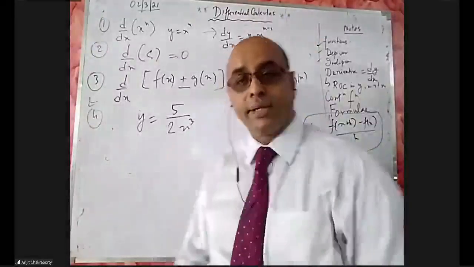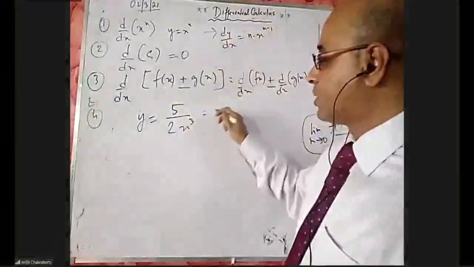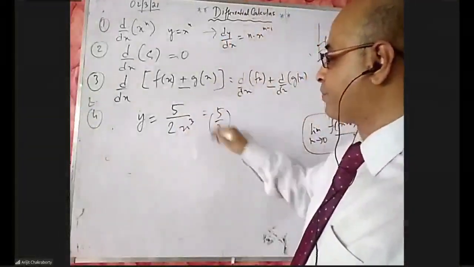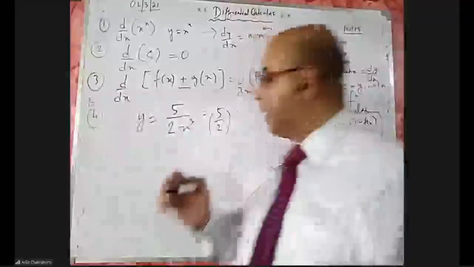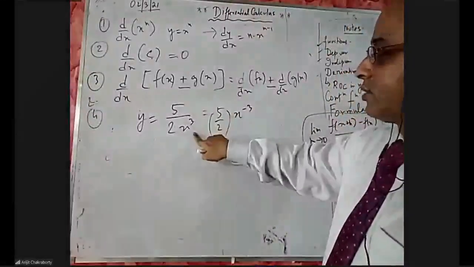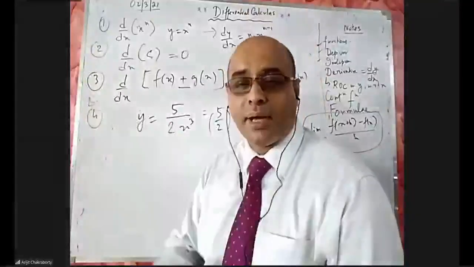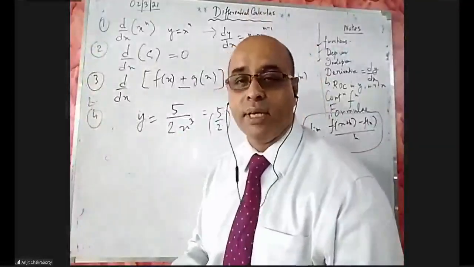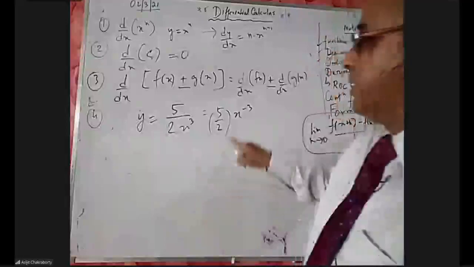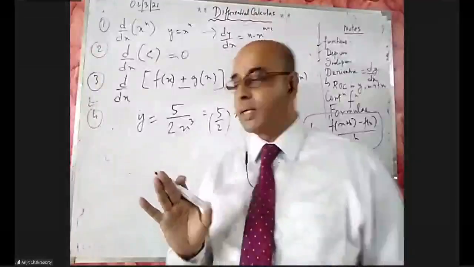So can I write it like this? You tell me if I am right or wrong. I will write it like this, 5 by 2. 1 by x to the power 3 means x to the power minus 3. Am I right? You are having good knowledge of indices. You can tell me if I'm doing it correctly or not. So 5 by 2 x to the power minus 3. I hope it's correct.